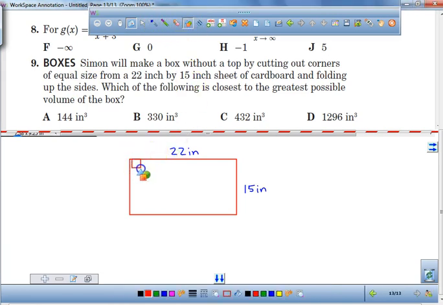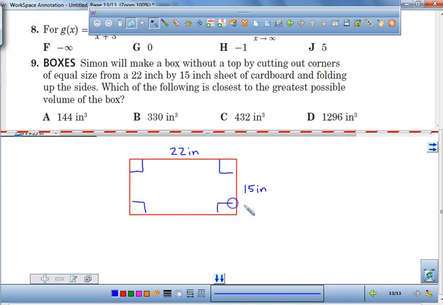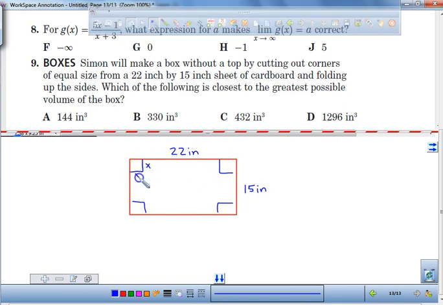That means you're going to cut out a corner here. I'll just draw it. We're going to cut out a corner here, and here, and here. We're going to cut out 4 corners. By the way, I'm going to cut out equal lengths. I'm going to call all these x's. Okay? So I'm going to cut all of these out.